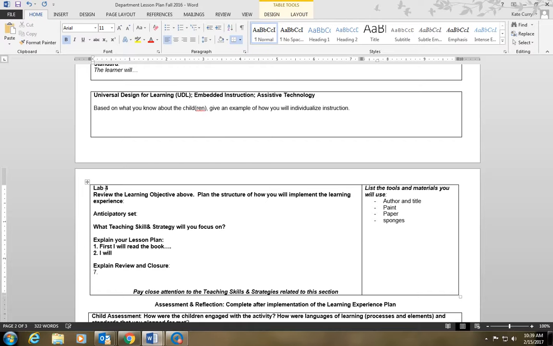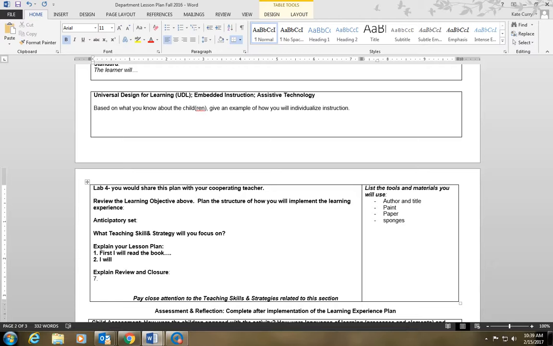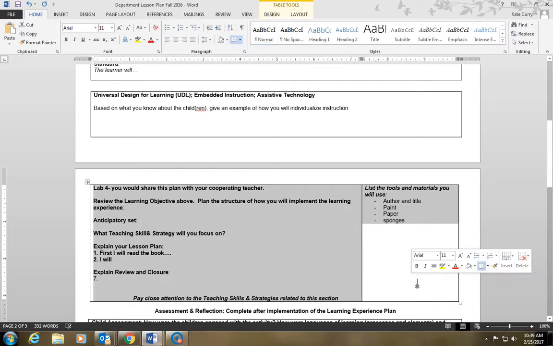In Lab 4, you would share this plan with your cooperating teacher. Okay, and then next week in Lab 5, you would teach the lesson. Before you leave Lab 5, you would share this same thing for your plan for week 6. They will be giving you advice. They will give you ideas. They will tell you if something is not safe or inappropriate. That's why you're sharing it.